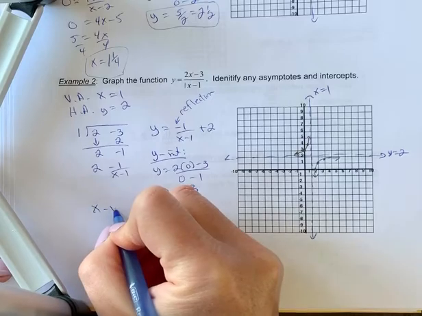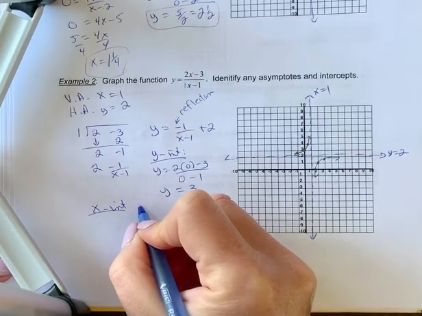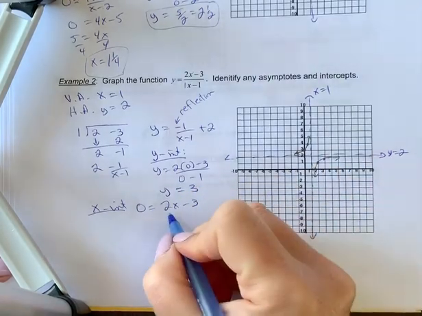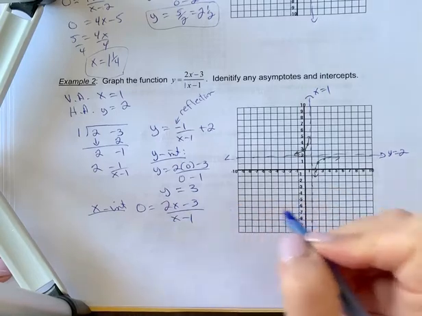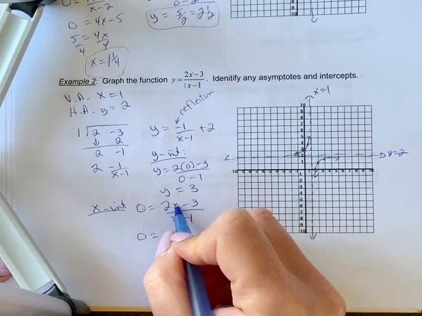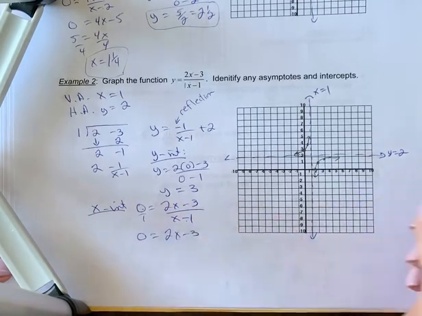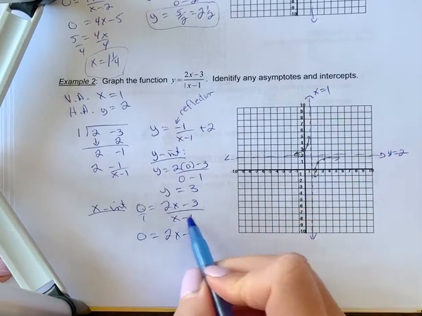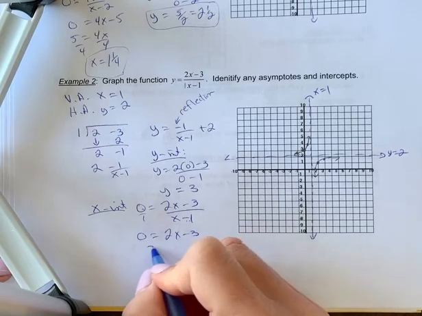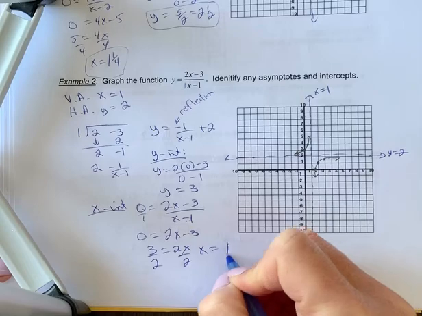And then my x-intercept, we're going to let x equals 0, or sorry, y equals 0. And when we do that, 0 times (x minus 1) is 0, equals 2x minus 3 over 1. So what happens every time when you're finding these x-intercepts is the 0 cancels out that denominator, and you're really just finding the 0 of the numerator. So we get 3 equals 2x. So x is equal to 1.5.